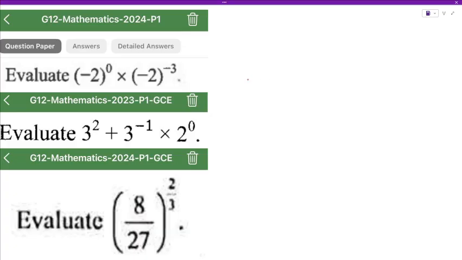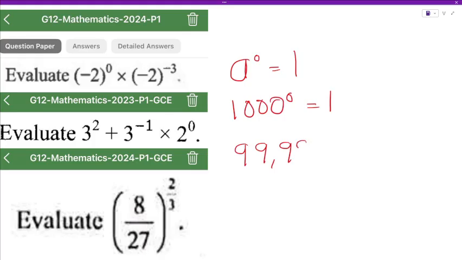At this point, let me show you now the next law of indices, which is any value raised to the power of 0 is equal to what? 1. Whether it is 1000, so long as it is raised to the power of 0, the final answer is a 1. Whether it is 99,999, when you just raise it to the power of 0, it becomes a what? A 1. That is a principle I want you to make sure you master. You can see here there's this number here, evaluate. It's raised to the power of 0.